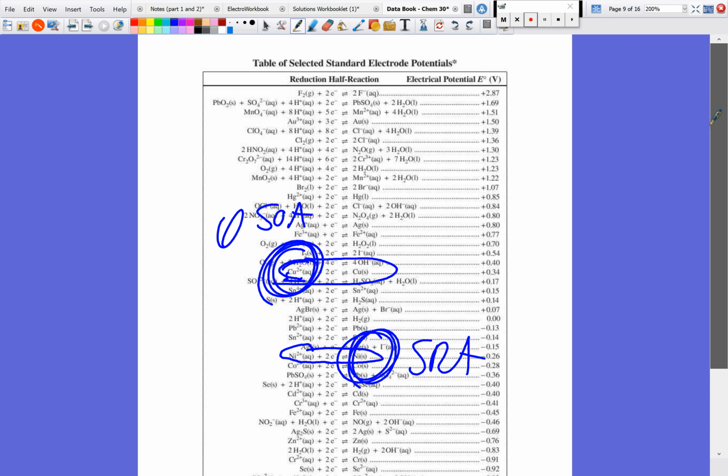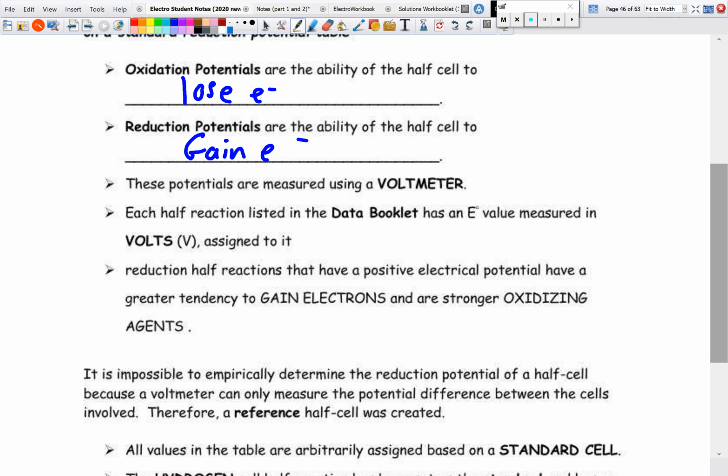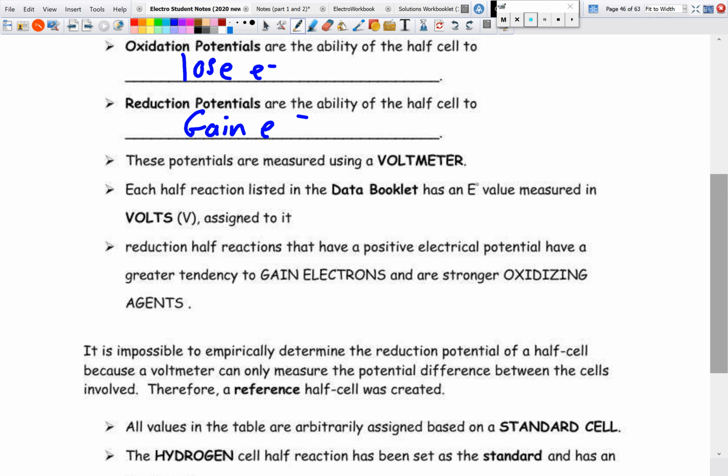If you switch to your data booklet and look up here, we've got a table of selected electric potentials, and we have our reduction half reactions right here, and we have the electric potential. So what we have right here is a table of reduction potentials. These potentials are measured using a voltmeter, of course. Each reaction listed in the data booklet has a cell potential measured with it. It is assigned in volts.